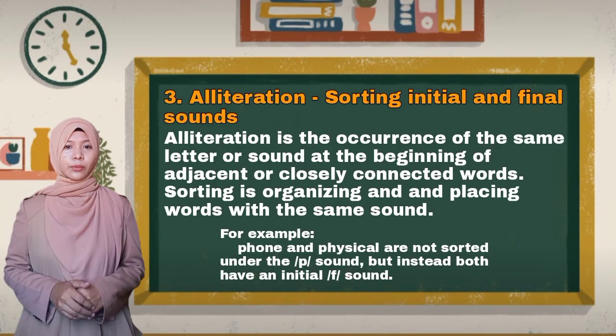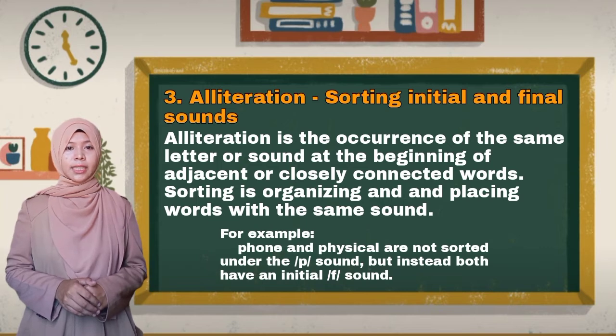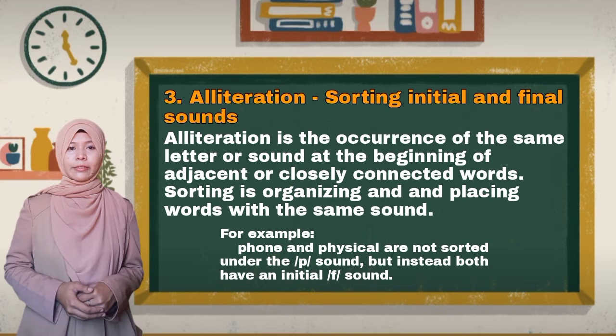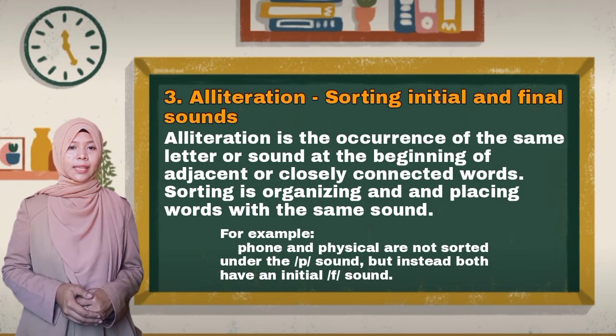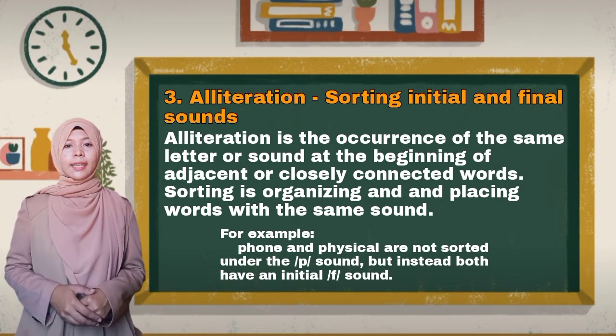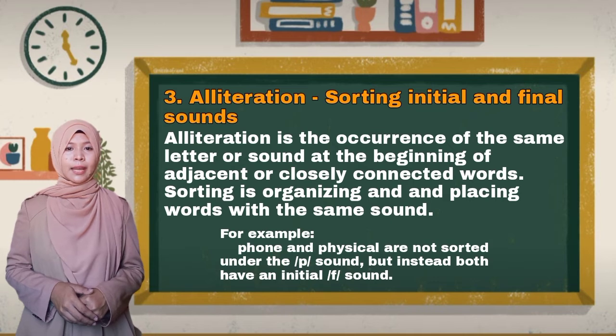The third skill that we need to learn in studying phonological awareness is alliteration, sorting initial and final sounds. Alliteration is the occurrence of the same letter or sound at the beginning of adjacent or closely connected words. Sorting is organizing and placing words with the same sound.